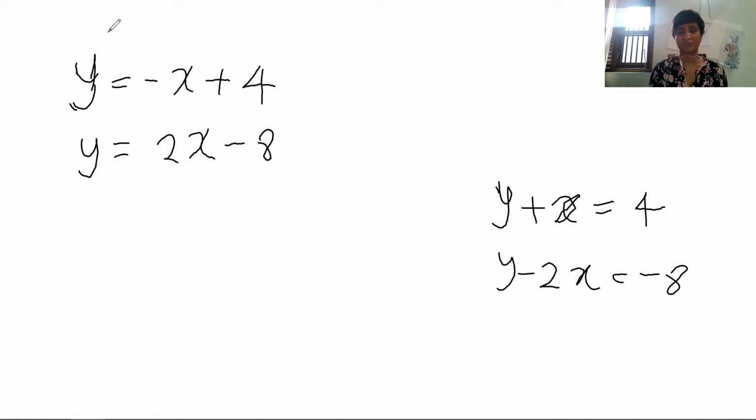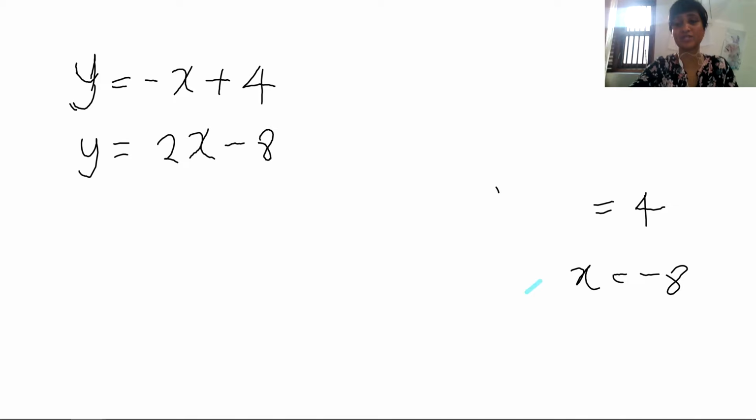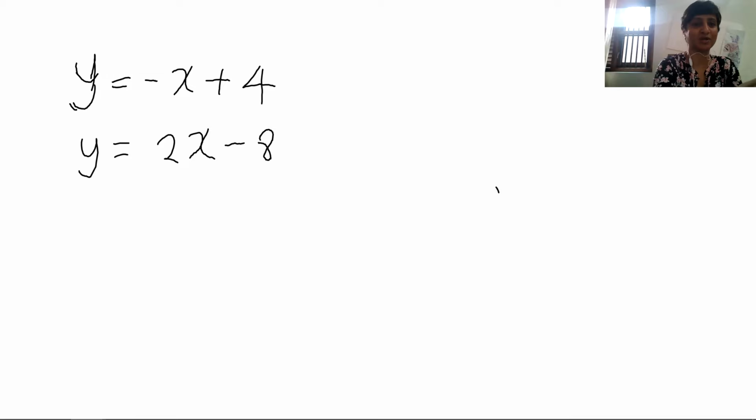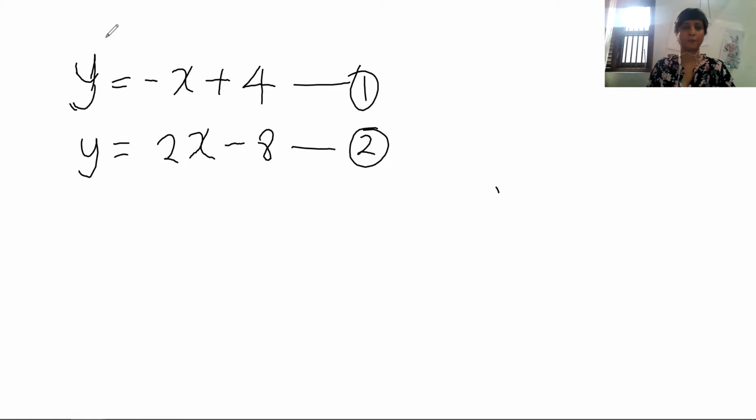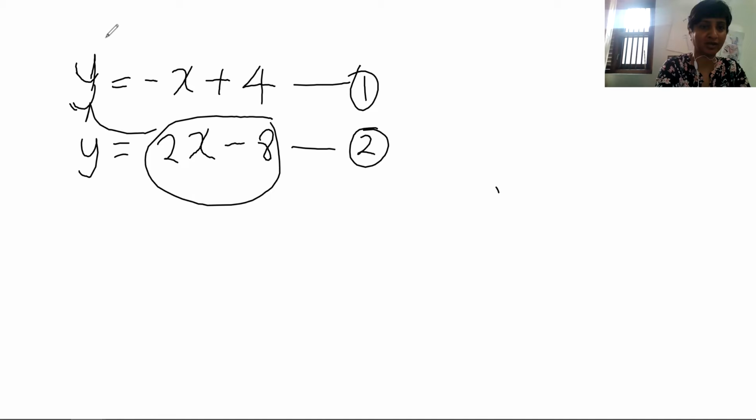But here, since these are equations of lines, they will be in slope-intercept form. So I have given you y equals mx plus c form, and it's even easier to solve them when you are given it this way. Tell me what you should do. Because in the two equations you have y made the subject. Let's label them as 1 and 2. What can I do? If you think of the substitution method, I can take this and put it here, or take this and put it there.